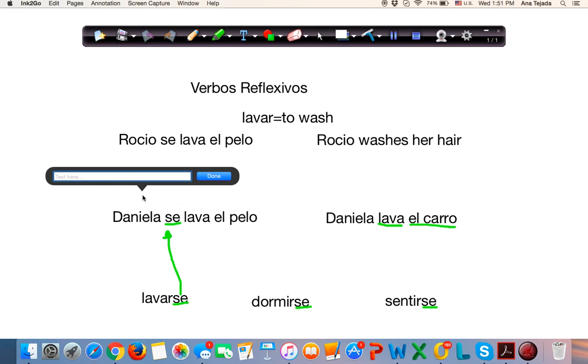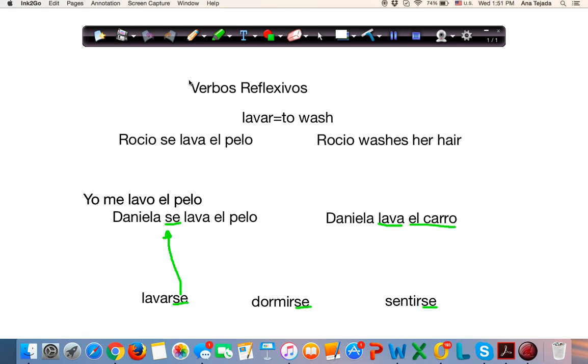Let's see if the action, instead of being done by Daniela to her hair, is done by me, yo, to myself. It will be yo me lavo el pelo. What can we see here? For one, se changes to me. Here we have me, because it's not Daniela anymore, it's not she, it's me, I. Yo me lavo el pelo. Then lavar changes the ending to o. Why? Because that's the conjugation of the present tense.